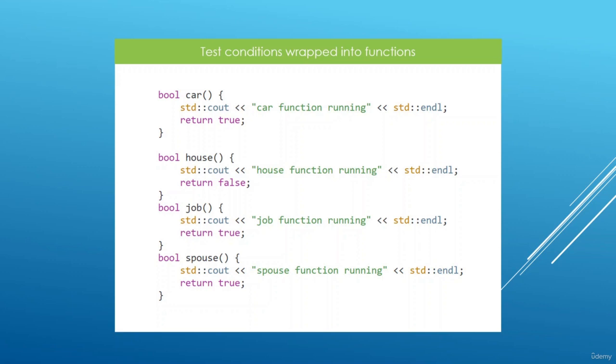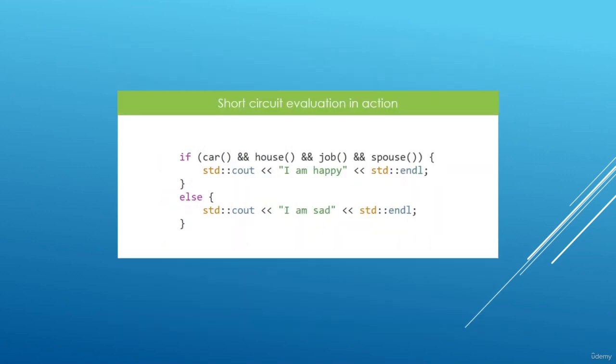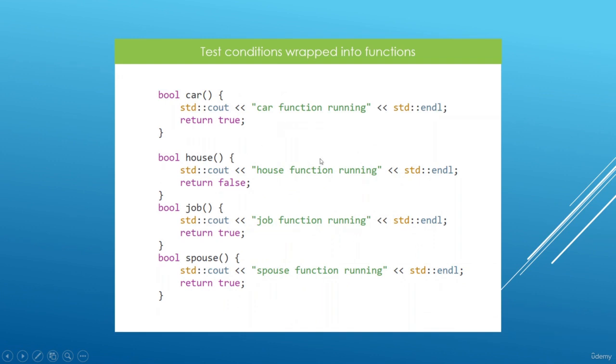And we're going to see that the compiler is going to stop and not execute other statements when it knows the result before it finishes the entire expression. So once we have this, we can do an expression like this. Suppose somebody is saying, I'm only going to be happy if I have a car and a house and a job and a spouse. And if one of those things is not available, I'm going to be sad. One good thing about this program is that we're going to see when the compiler actually goes in and tries to find out if this person has a house. And we can control that by what we return from this function.